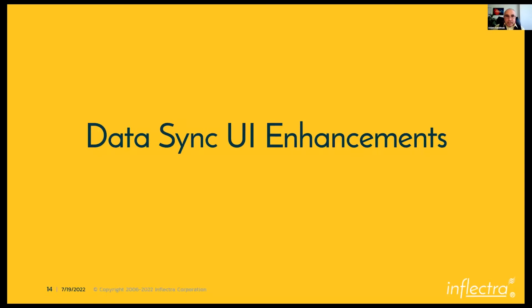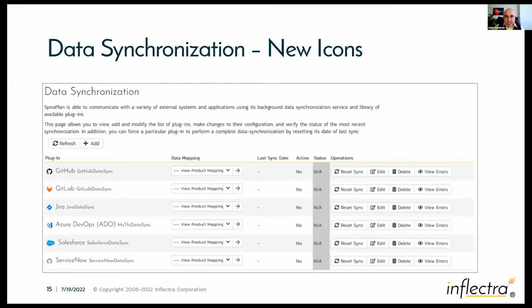So that's an overview of the SpiraApps functionality specifically. Now we're going to talk a little bit about the other major enhancement from a usability standpoint. And if you remember, data synchronization is where you set up integration between Spira and things like Jira, Azure DevOps, things like Asana. We're also going to be adding integrations in the future with Monday.com and ClickUp.